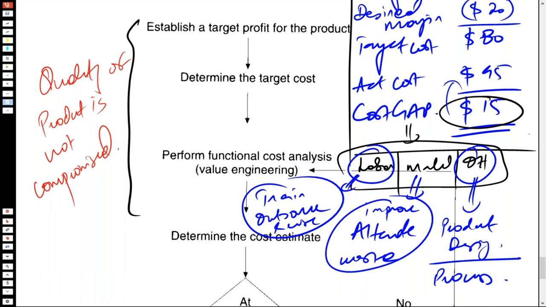What is the meaning of compromising? The meaning of compromising is that you are not reducing the quality of the product. That is what it is. The features which the customer wants, you're not reducing them.